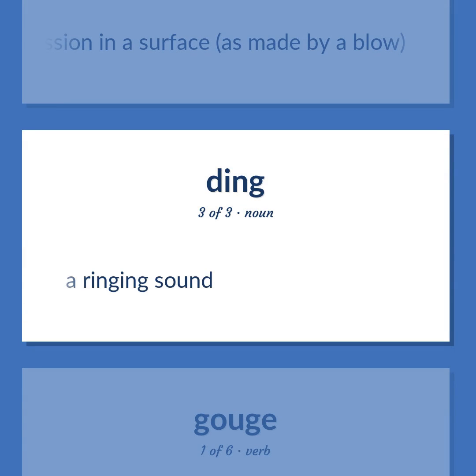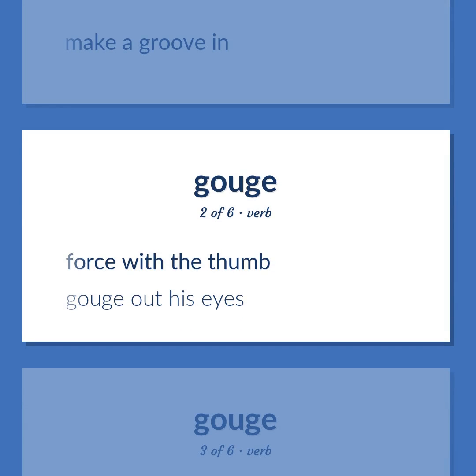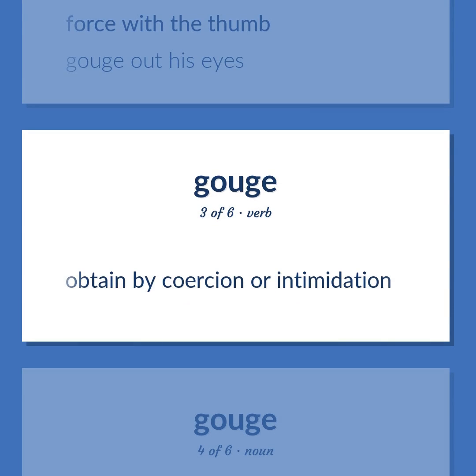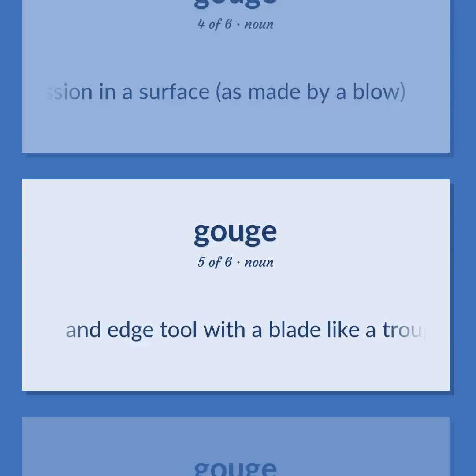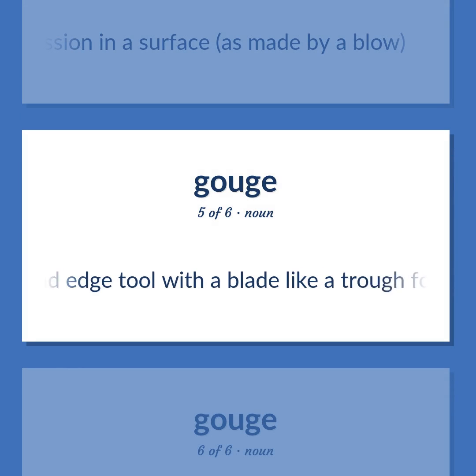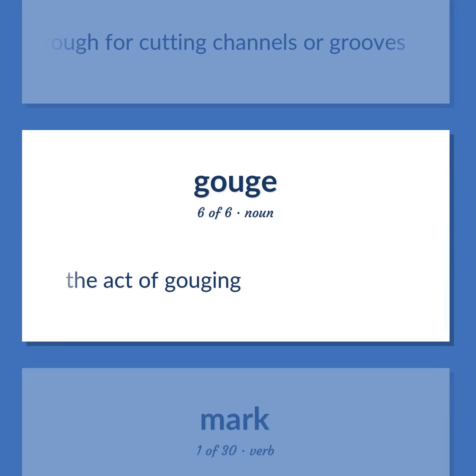A ringing sound. Make a groove in. Force with the thumb. Gouge out his eyes. Obtain by coercion or intimidation. An impression in a surface, as made by a blow. An edge tool with a blade like a trough for cutting channels or grooves. The act of gouging.